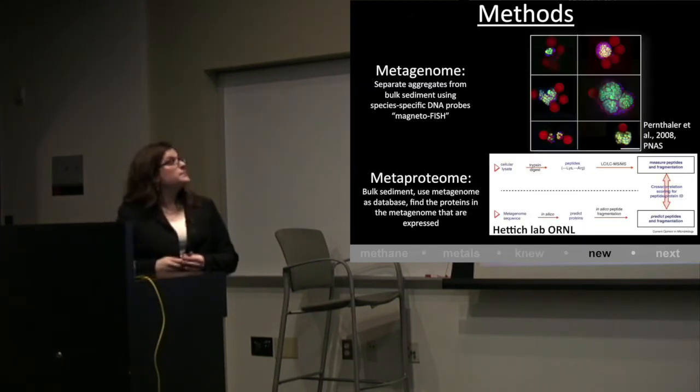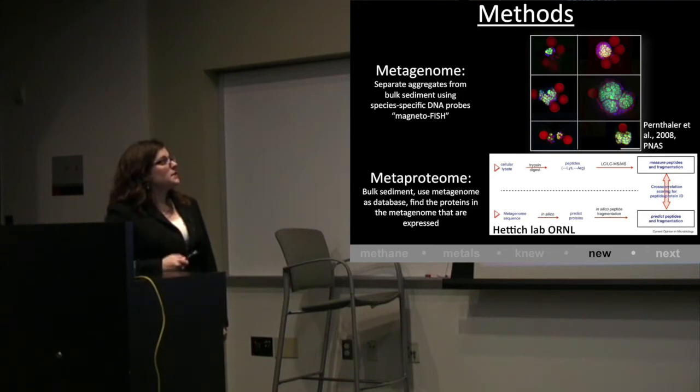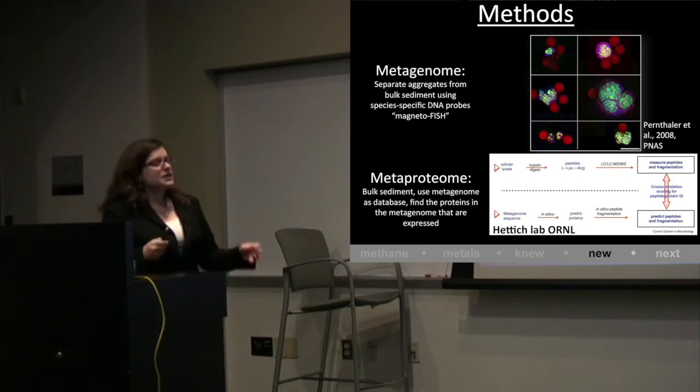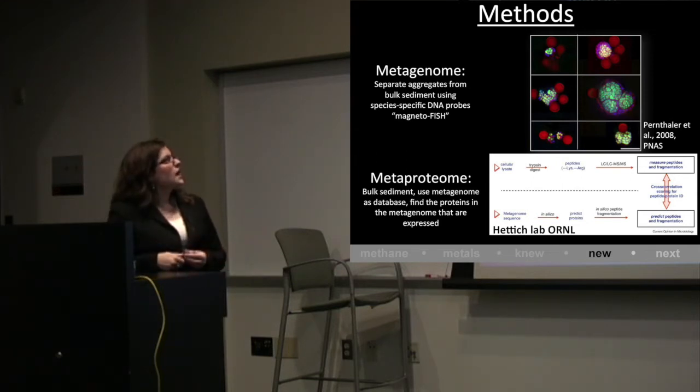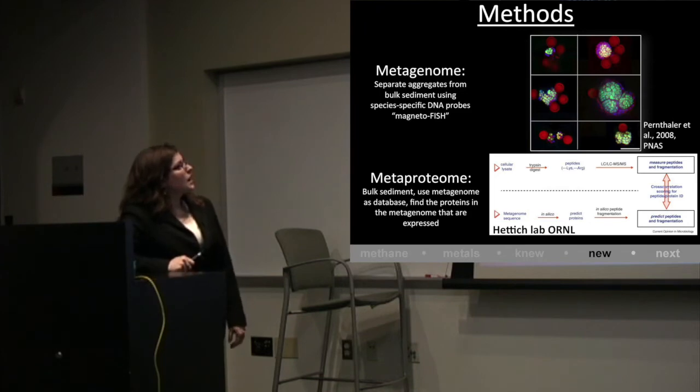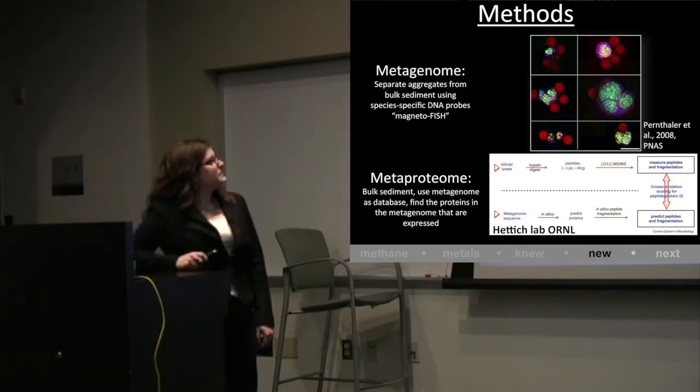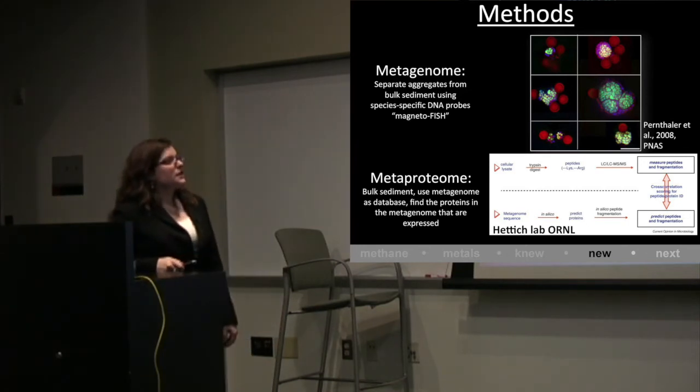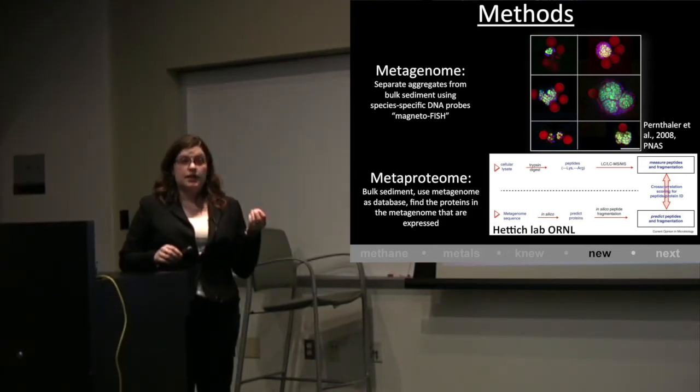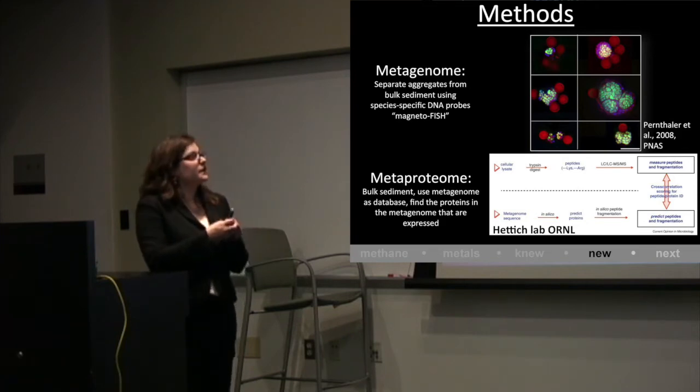So here I just want to explain in a bit more detail the methods that were being used, which I've mentioned a bit before. We are using metagenomics and metaproteomics. I'm sure many of you in the room are more familiar with metagenomics than I am. But this technique of actually separating the aggregates from the sediment in these methane seep cores was developed by the Orphan Lab, and it's called magneto-FISH. What Pernthaler et al. did was basically to use species-specific DNA probes attached to magnetic beads to pull out the ANME archaea and the SRB that they are in consortium with.